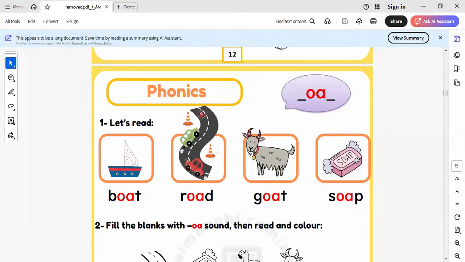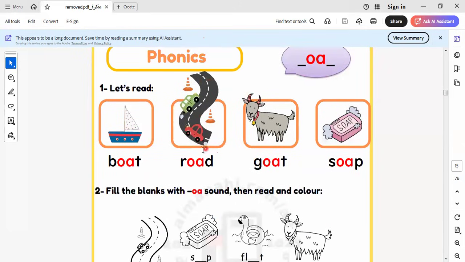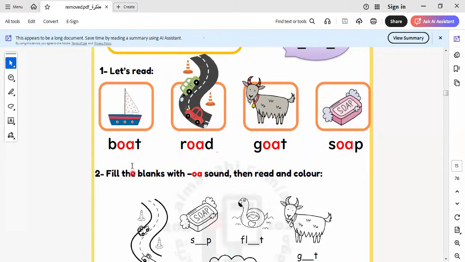Let's do the phonics, OA. Let's read it together. Here is boat, road, goat, soup. I will repeat again: boat, road, goat, soup.